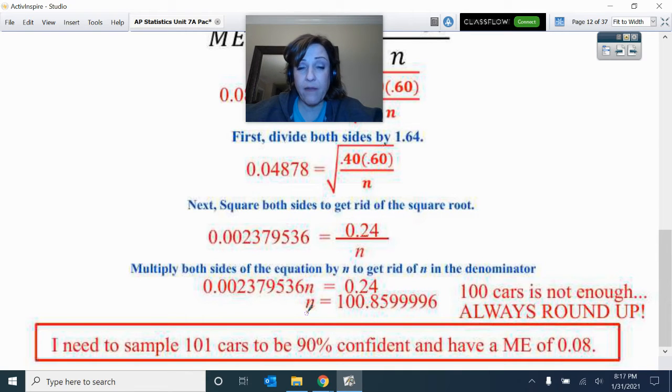But leave everything in the calculator, because any bit of rounding can make a big difference. So it actually comes out to be 100.859996. That means 100 cars is not enough. On these, you always have to round up, even if it's a small amount, because you need to have enough to meet the criteria. So we have to round up to be 90% confident and have a margin of error of 0.08. If you go down, then you won't meet that criteria.